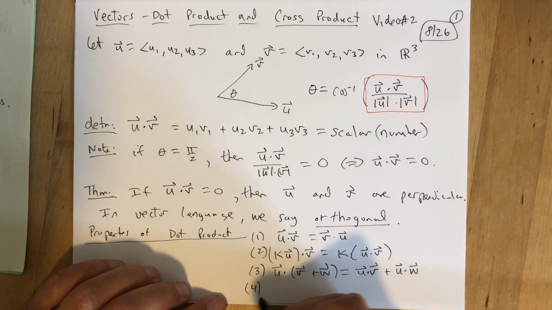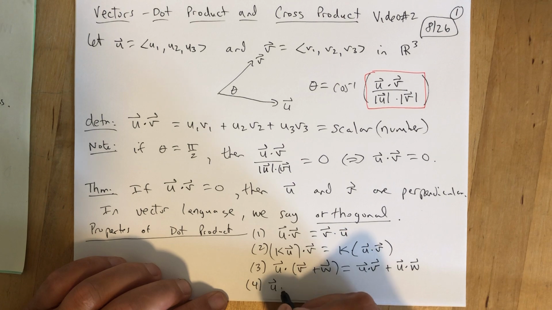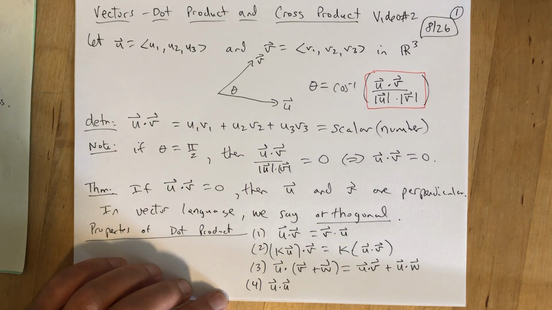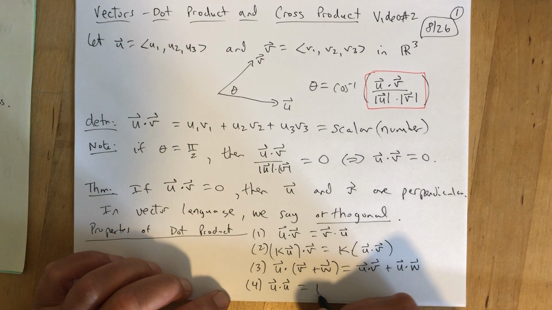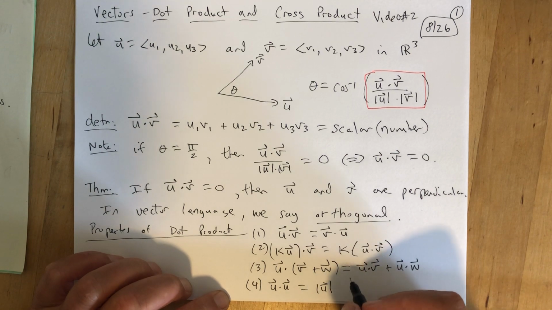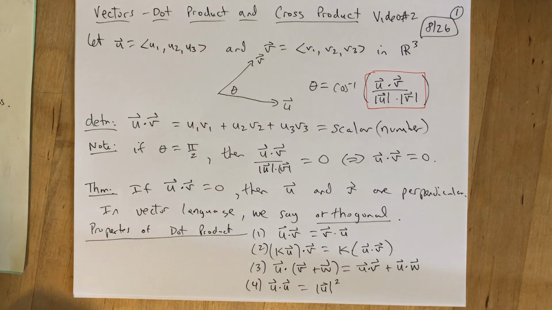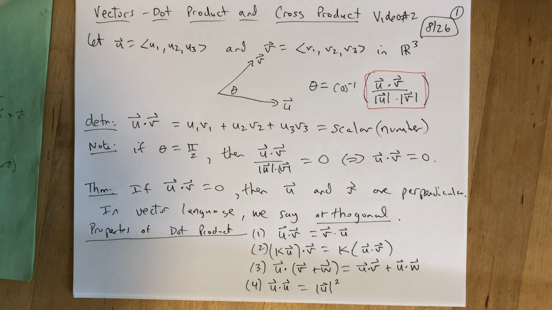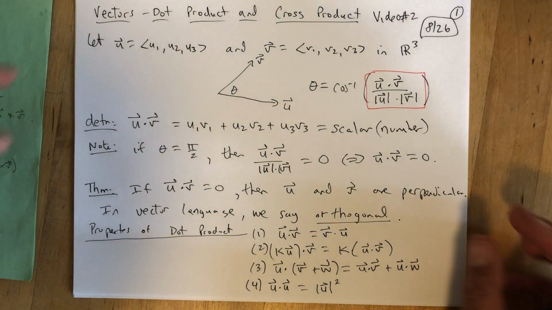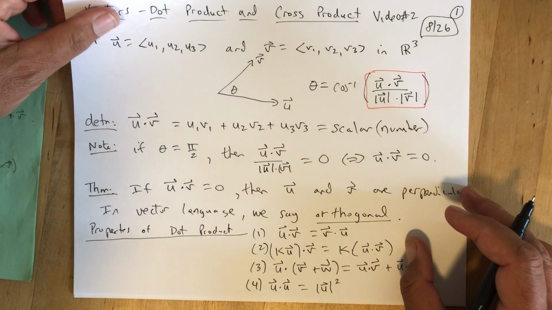And the last one is that if you take the dot product of a vector with itself, this is the same as the length of the vector squared. And that's about all I have to say about the dot product. Maybe we should do an example here.